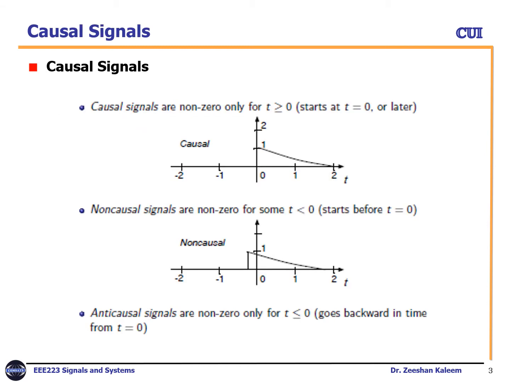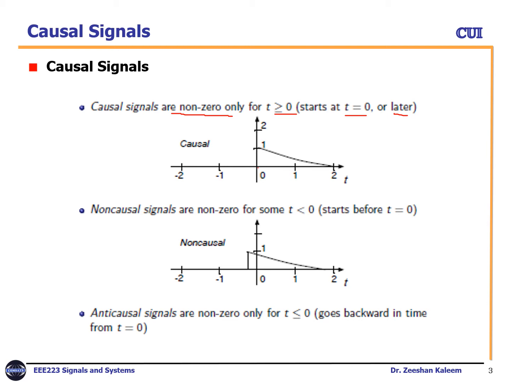So, causal signals. Causal signals are non-zero only for time greater than or equal to 0. It means that the signal starts at t equal to 0 or later. For example, this is a causal signal. If you see, there is no output before time equal to 0. It starts from time equal to 0 and continues onwards.